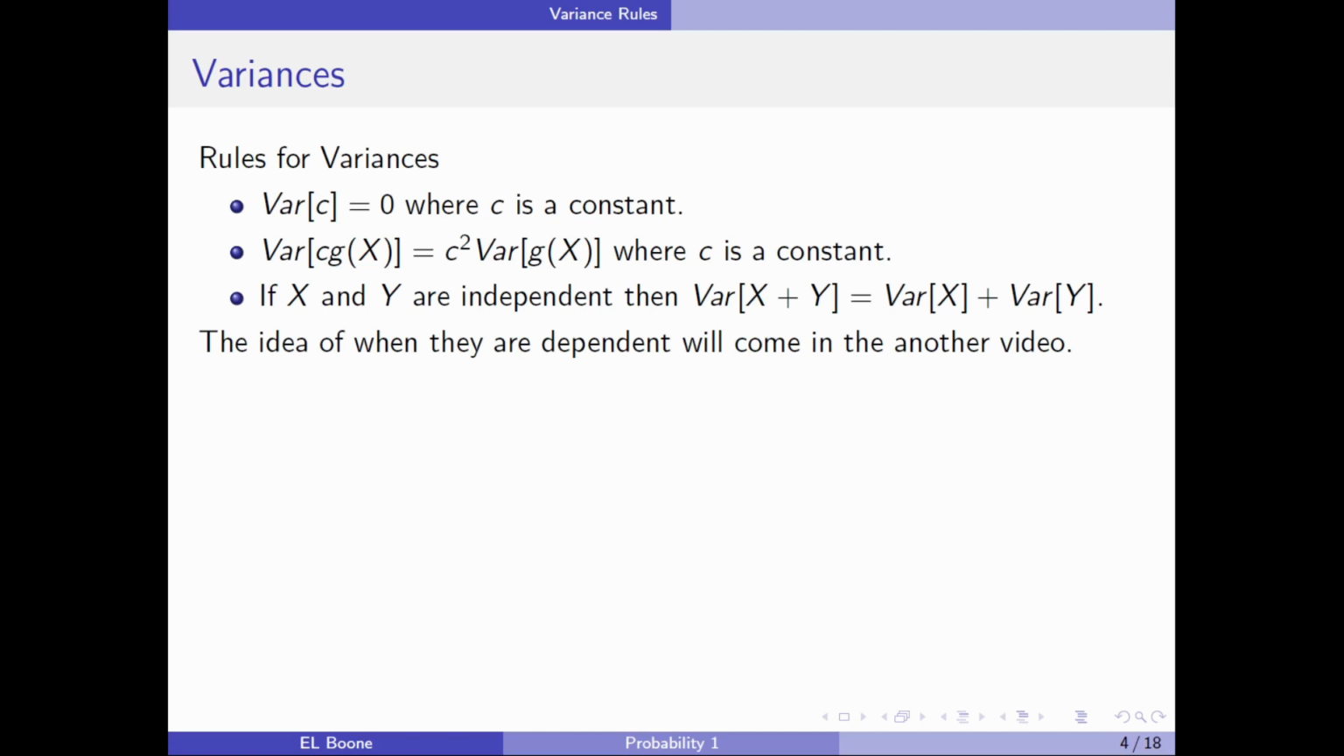It's always 5. When we pull out of the variance, we have a constant inside there. We need to pull it out as a squared. And if x and y are independent, then the variance of x plus y is equal to the variance of x plus the variance of y. And we're going to play with that idea when they're dependent in the next video. So you'll just have to hold on to that.